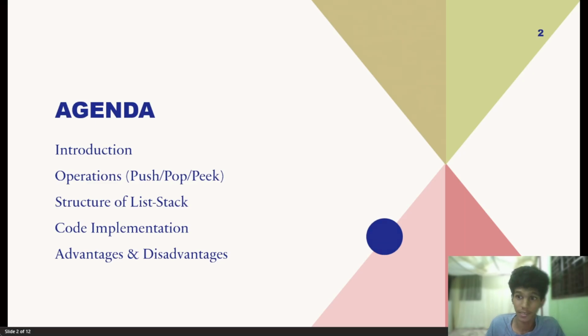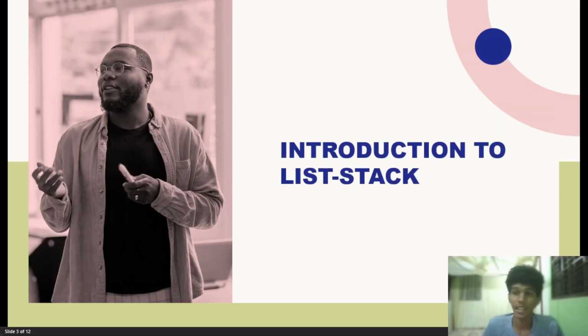So let's get started. Before understanding a list stack, we need to understand what a stack is. A stack is a linear data structure that follows the LIFO principle, which means last in, first out. The last element added to the stack is the first element removed. This stack is simply a stack implemented using a linked list. Instead of storing elements in an array, the elements are stored in nodes connected using pointers. Because of this, the stack can grow or shrink dynamically during program execution.